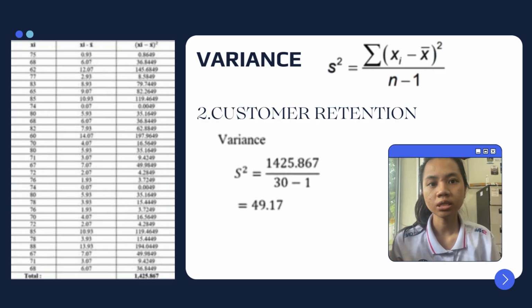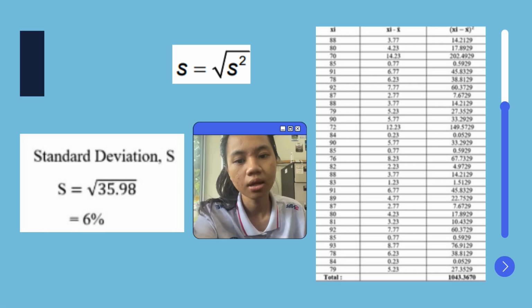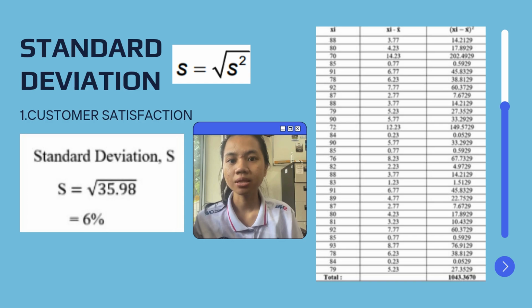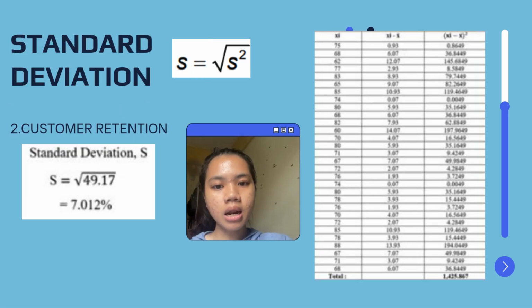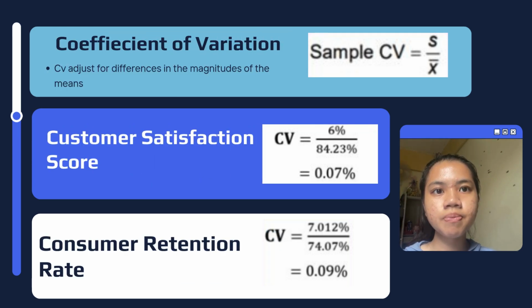Next, the variance for the customer retention is 1425.897 divided by 30 minus 1, which gives 49.17. Next, based on the data for the customer retention, the square root of 49.17 gives 7.012%. Lastly, we will calculate the coefficient of variation.